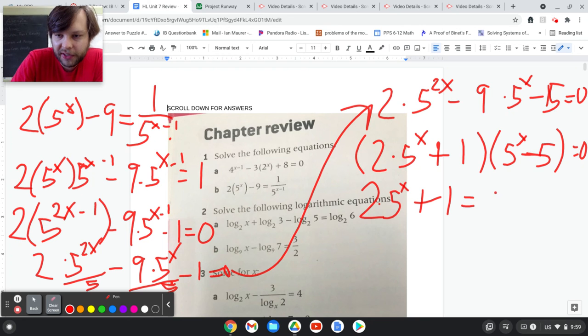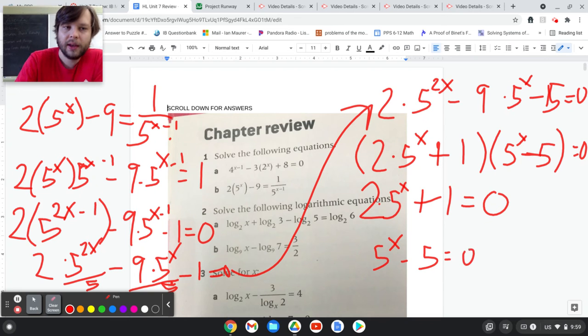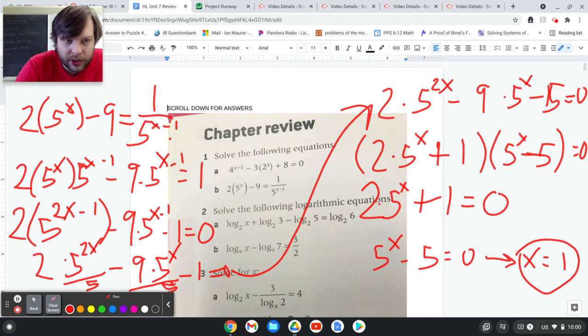So we have 2 times 5 to the x plus 1 equals 0, or 5 to the x minus 5 equals 0. The first one has no solutions because the plus 1 is your horizontal asymptote. It will never reach the y-axis. The second one has a solution of x equals 1, and that should be your only solution in this particular problem.